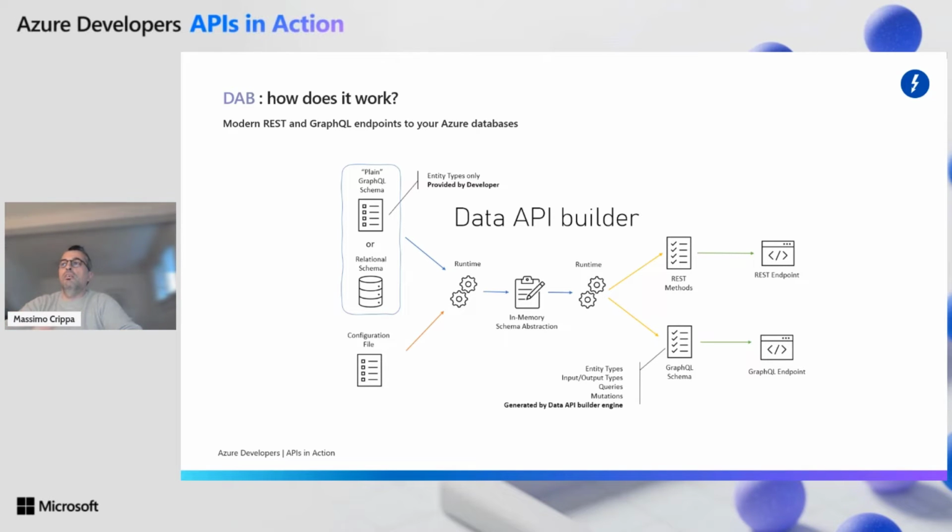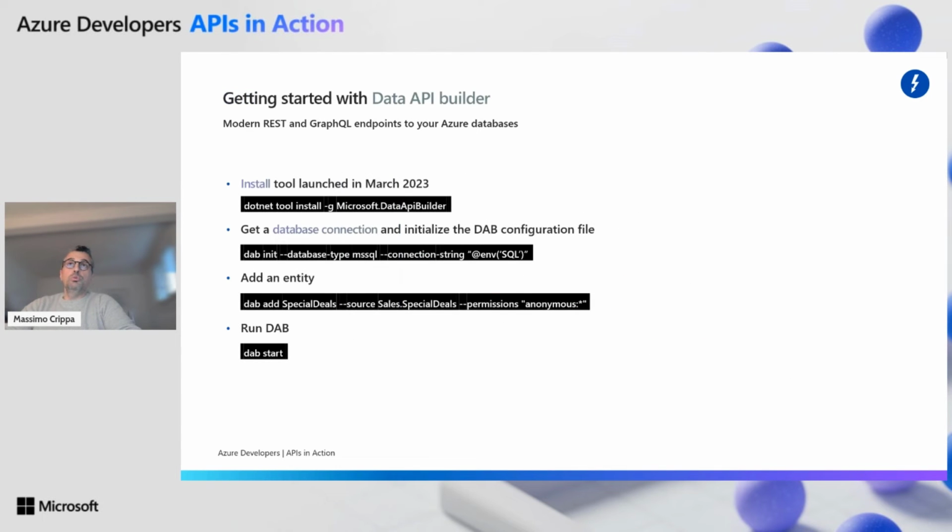So from your consumer point of view, you can just go and fetch the data via this REST endpoint. So that's how it works in a nutshell. How to use this tool? You can just use the .NET tool installer with Microsoft Data API Builder. Then you need a connection string, and you can use the DAB CLI to initialize the configuration file where you can define which entities to expose.